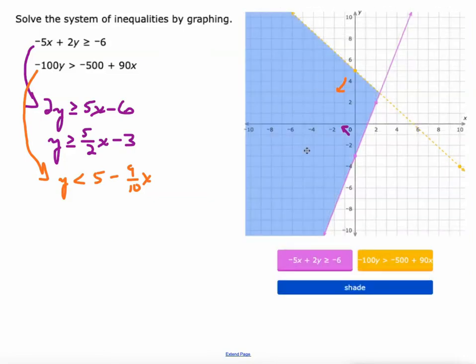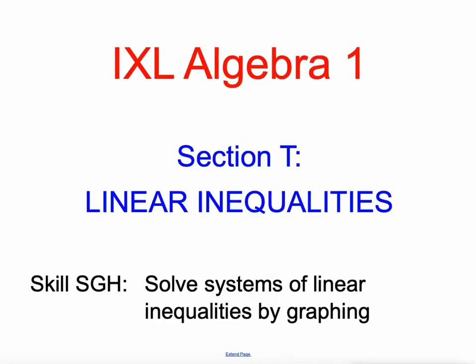A lot going on there. Like I said, you got to take your time. You're going to make mistakes. You're going to be frustrated. Definitely get a piece of paper out when you're solving systems of linear inequalities by graphing. Okay, so you can put these into intercept form. You can check whether 0, 0 works in the inequality or not. Best of luck to you. Have a good one.